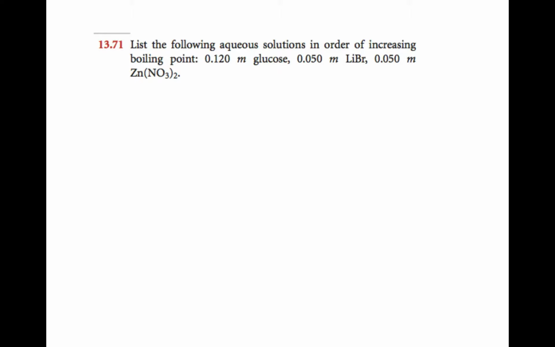List the following aqueous solutions in order of increasing boiling point: 0.12 mole glucose, 0.05 mole lithium bromide, and 0.05 mole zinc nitrate. With this problem, you're leveraging the fact that glucose has a Van't Hoff factor of 1. So if you have a 0.12 mole solution, you have 0.12 moles of particles.